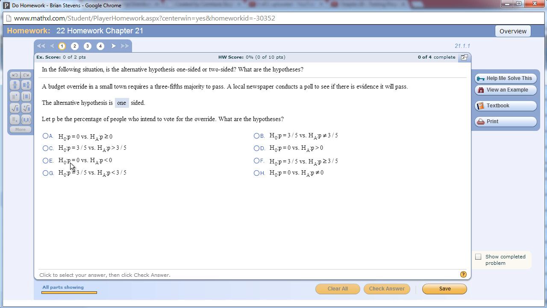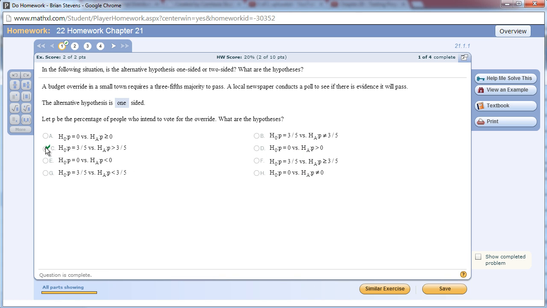Now, if you'll notice, the null states in all of these that the true proportion, that is what p is, will be equal to 3/5. The alternative will be that the true proportion is greater than, because the alternative is that it will pass. Do we have evidence that it will pass? So right here we see the alternative states that the true proportion is greater than 3/5.